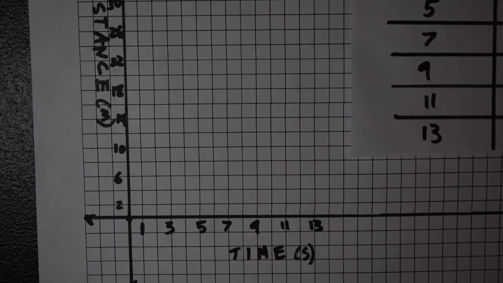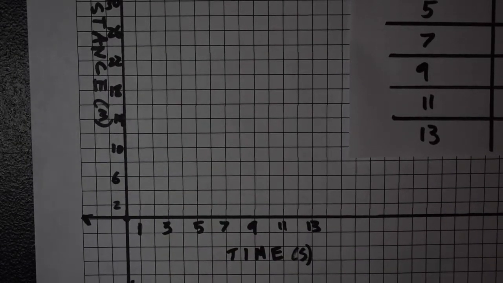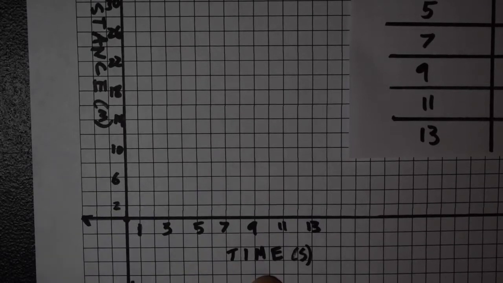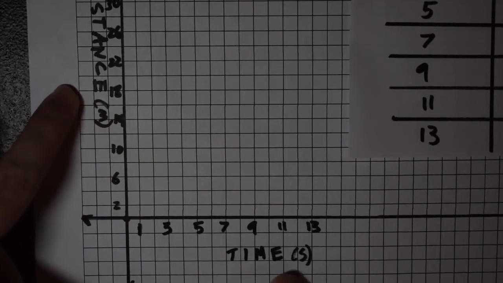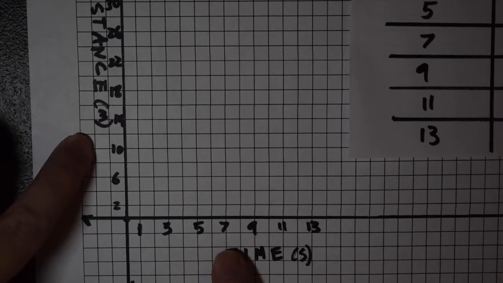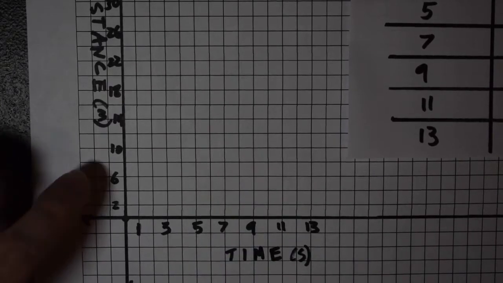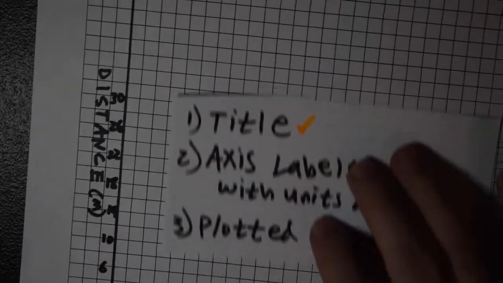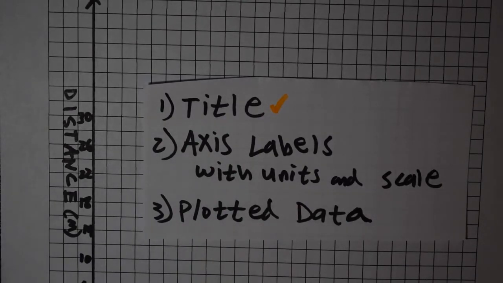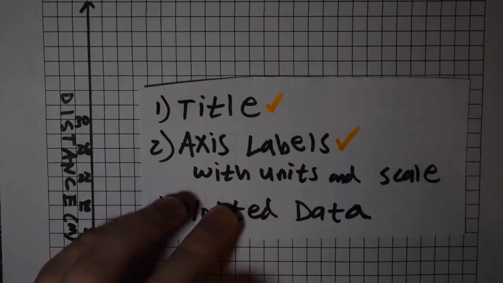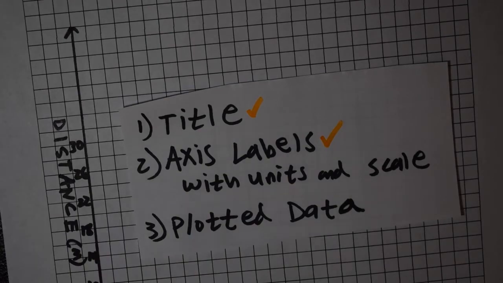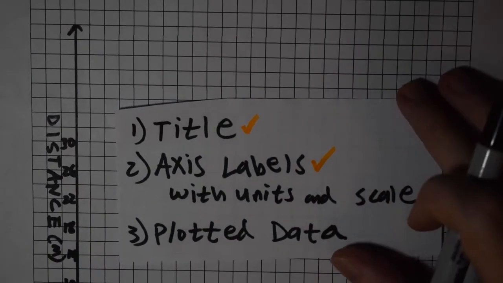Let me zoom in so you can see what I've done so far. I have my labels on either side. I have the units, and I have scales on either side. So, number 2, done. Booyah. Let's move on to number 3, plotted data.